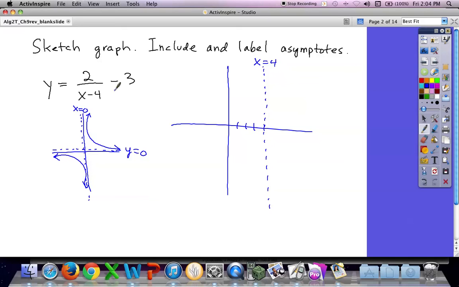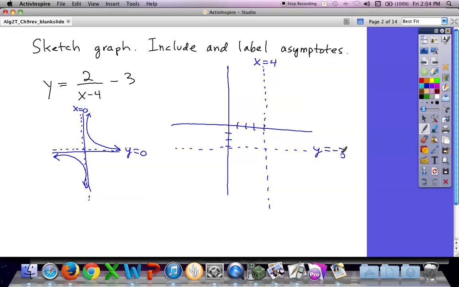What is the -3 doing to the graph? Down 3. So it's going to take this asymptote and go down 3. 1, 2, 3. So what is the equation of that line? Y equals -3.